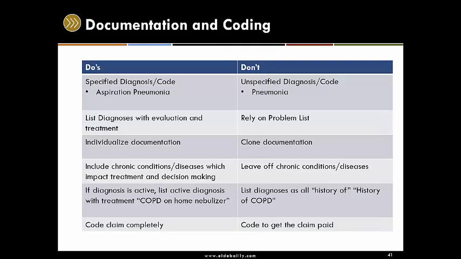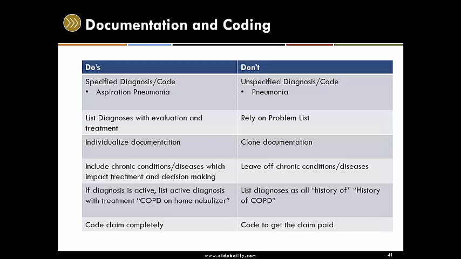A lot of times when I talk with providers, the specified diagnosis, aspiration pneumonia, if you know the type of pneumonia, specify it. List the diagnosis with evaluation and treatment. Don't rely on the problem list, and coders cannot code from problem lists. We don't want to clone documentation. We want to individualize it.